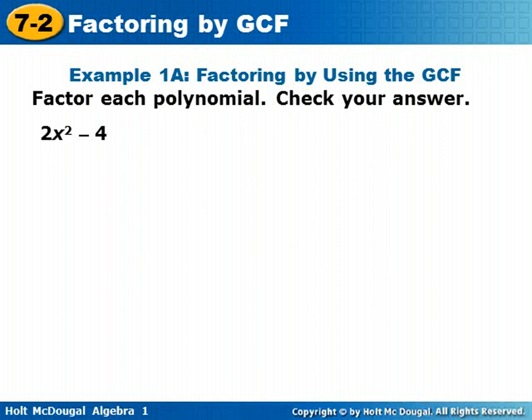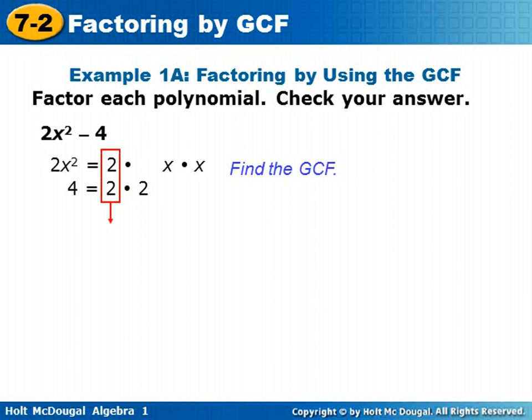To factor the polynomial 2x squared minus 4, we're going to find the greatest common factor between the two terms. 2x squared is 2 times x times x. 4 is 2 times 2. The greatest common factor of 2x squared and 4 is 2.